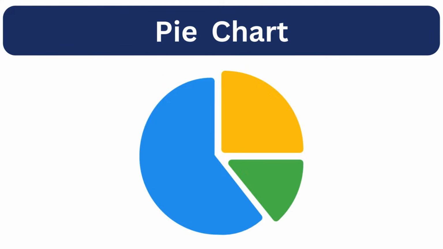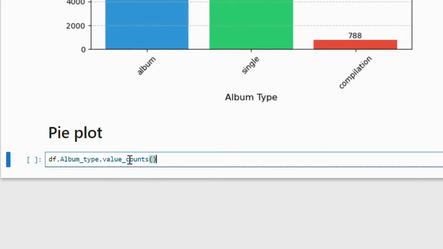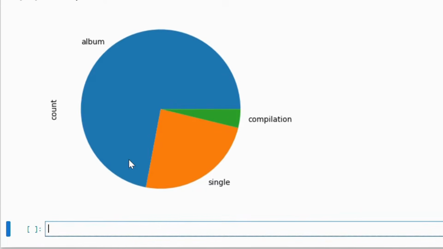A pie chart shows the proportion of categories in a dataset. It is best used for displaying the composition of a whole, allowing viewers to easily compare the parts to the total. Similar to a bar chart, we need the count of the categories. Using plot.pie, we can create a pie chart.